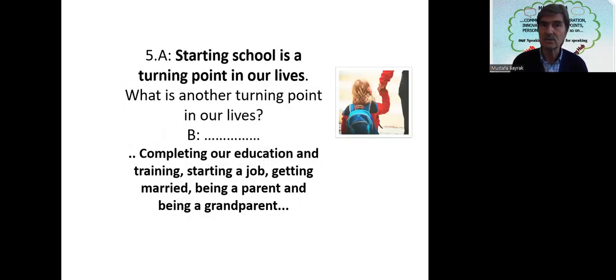Starting school, yes, this is also possible. Saying like this is also possible. That we start school is a turning point. When we start school is a turning point, or starting school is a turning point in our lives, or it's a turning point to start school, or it's a turning point in our lives to start school.